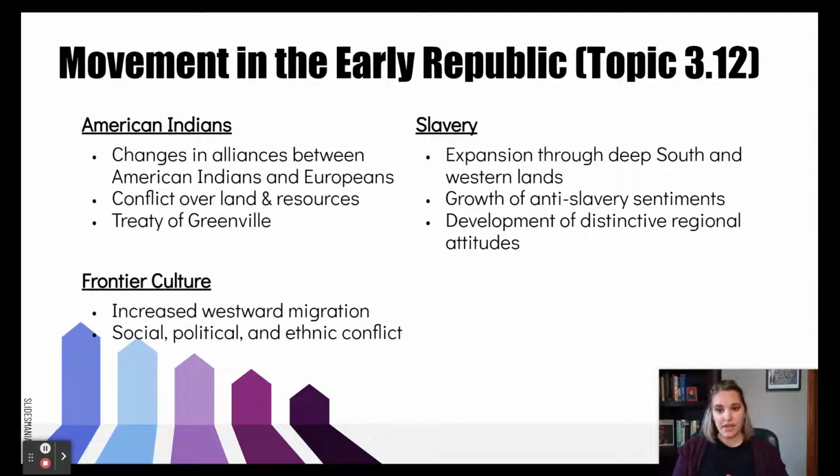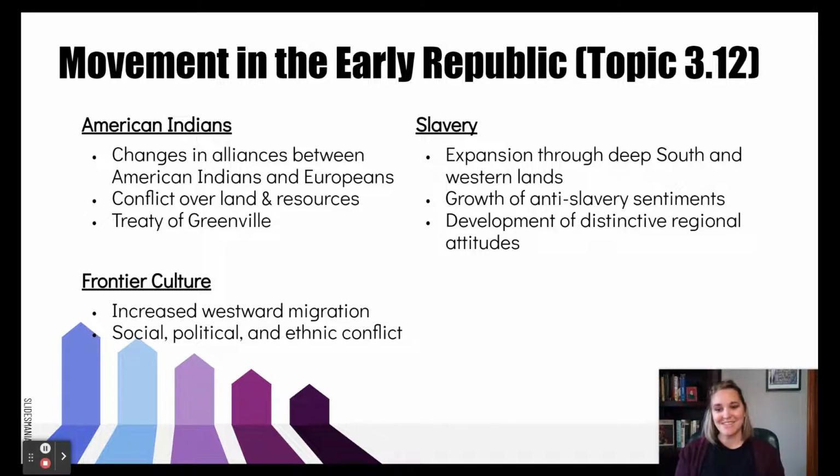So movement in the early republic, as I just mentioned, the Treaty of Greenville, as Americans move into territory controlled by American Indians, we see shifting alliances, we see conflict over land and resources, and the Treaty of Greenville really demonstrates how the United States goes to conflict, and when they win, they push American Indians further west.